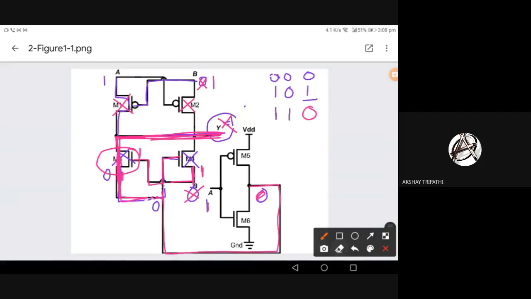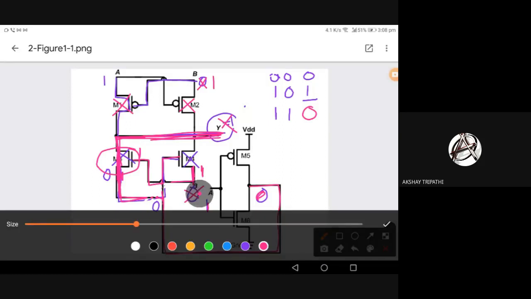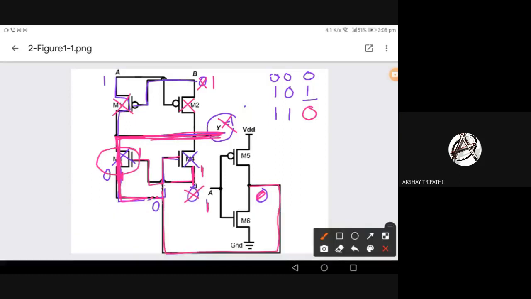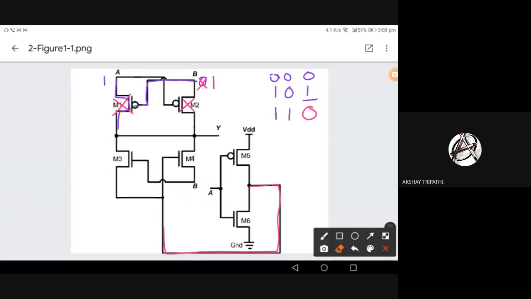Let's analyze again. Okay, let's start from scratch because I was overwriting things and making it complicated. Okay, now let's start analyzing again.